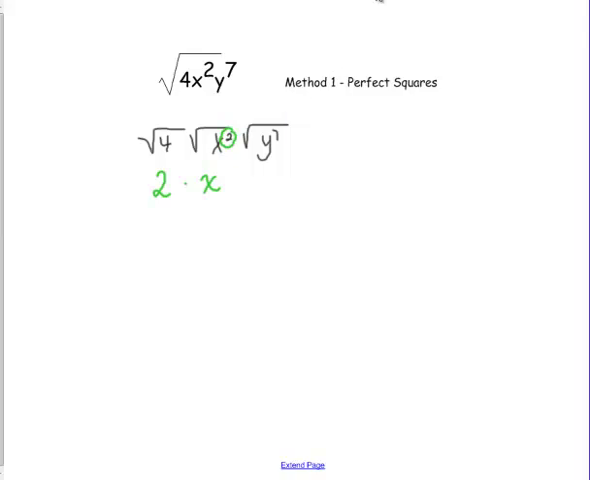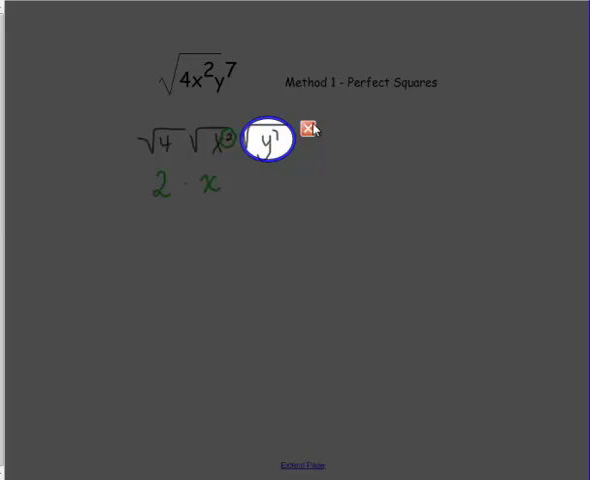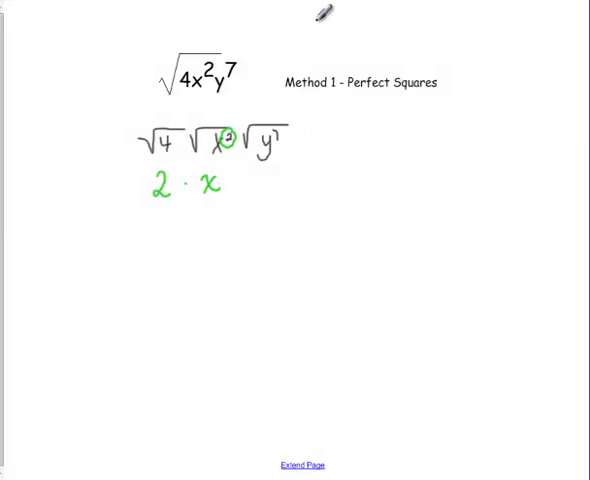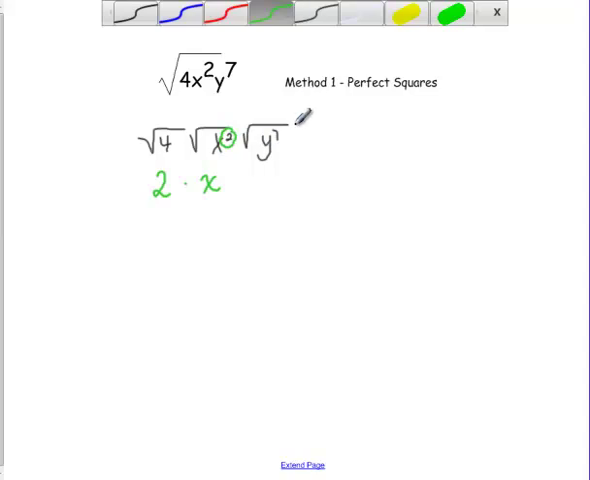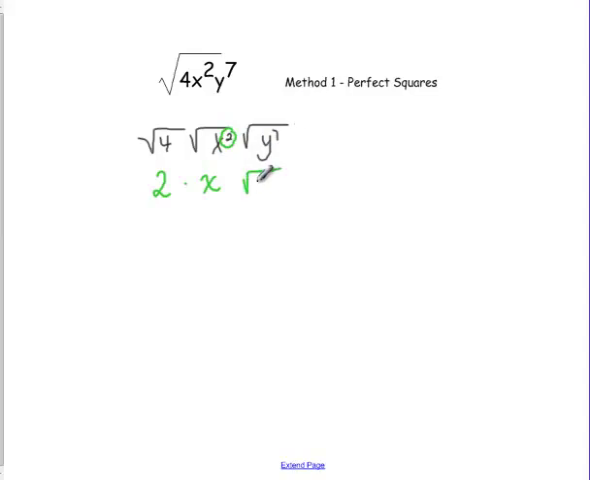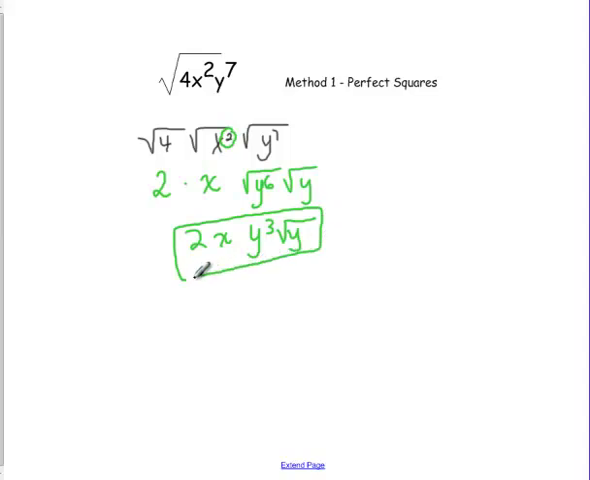All right, now the last one, y to the 7th. So I'm going to have to break y to the 7th down. I'm going to pull out an even exponent of y to the 6th, and then y. The square root of y to the 6th is y to the 3rd, and then this y has nobody, can't take the square root of a single y. I have a 2 and an x. And that's my answer.